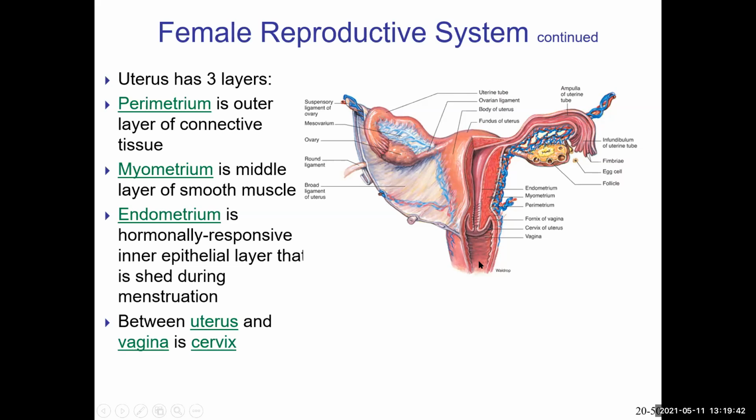And then you see the vagina. The vagina is made up of a lot of connective tissue and smooth muscle and stratified squamous epithelium, with a lot of folding of the epithelium and submucosa, this sac.